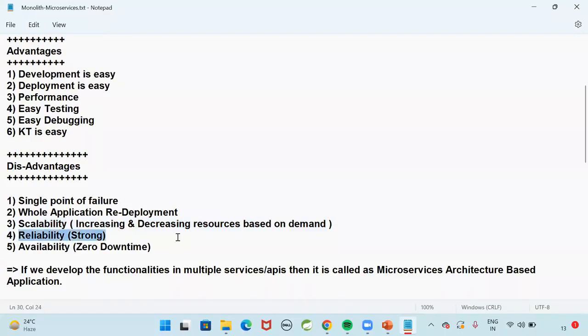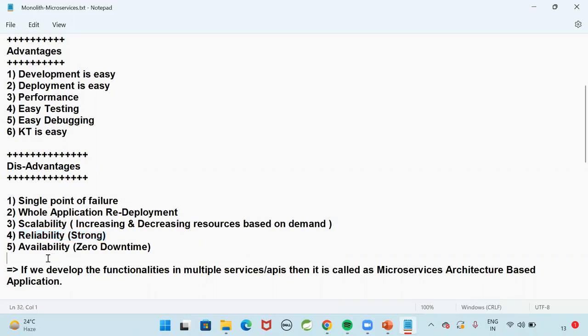And reliability. Reliability means how strong your application is. If 1 crore people access at a time, is it still responding for all the 1 crore people at a time? If 10 crore people access your application at a time, still, is it responding? Is it responding or not? That also we need to understand.